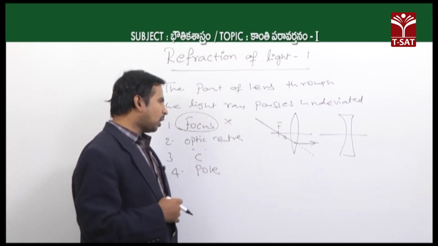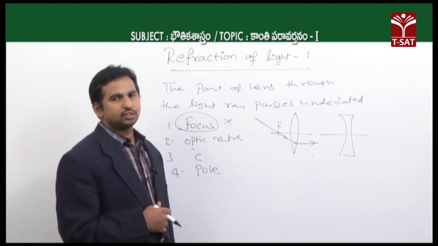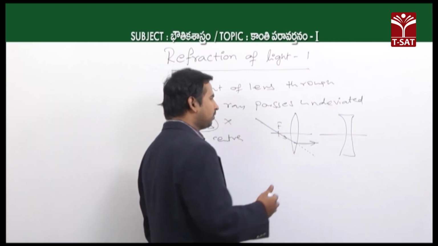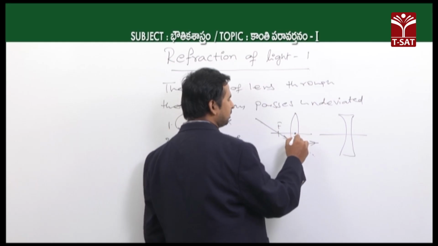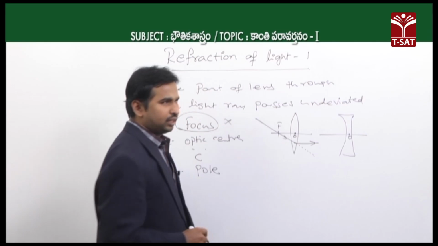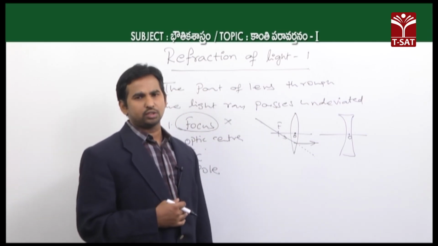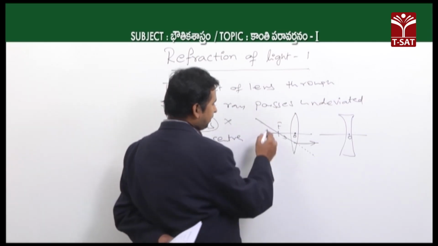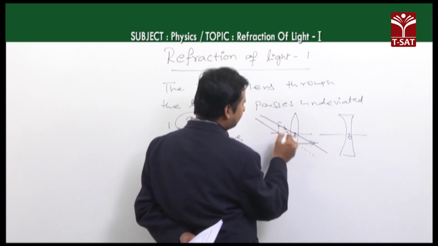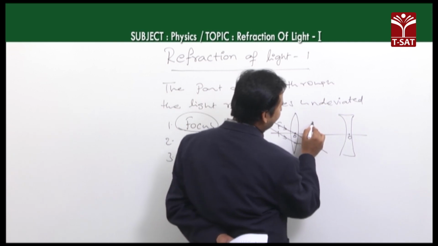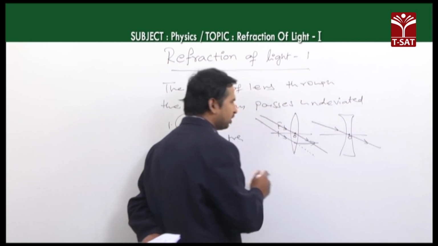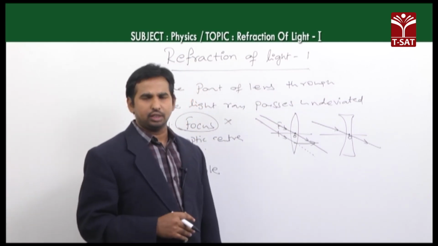Whereas in the case of the optic center, the optic center is nothing but the geometric center of the given lens, whether you take a convex lens or a concave lens. This geometric center we call the optic center. When the light ray passes through this optic center, it passes without any deviation, like a straight line, and you can take the concave lens also. It continues passing through without any deviation, okay.